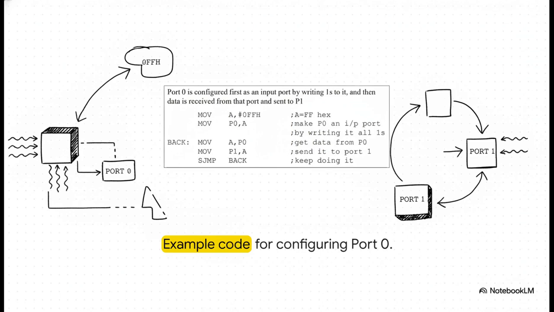Take a really close look at this assembly code. Notice how it starts by moving the hex value 0FF into the accumulator, and then moving that directly into port 0. Why do we do that? Well, because in this specific architecture, writing all ones is actually how you configure port 0 as an input port. It's a fundamental hardware quirk you absolutely have to remember. Once it's configured, the program enters that loop labeled back. It grabs the data coming in from port 0, moves it to the accumulator, and instantly pushes it out to port 1 before jumping right back to the start. It's basically an infinite mirror, reflecting your input straight to your output.